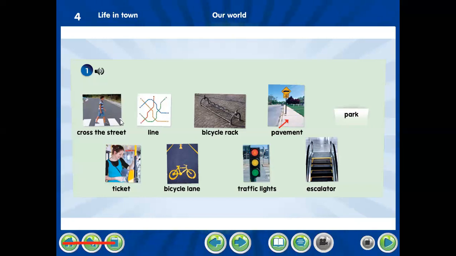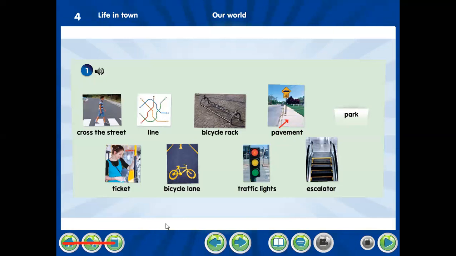Repeat, please. Open your microphones, everybody. Bicycle. Bicycle rack. Bicycle lane. Pavement. It's not payment. Pavement, yes, maybe in Spanish, but this is pavement.